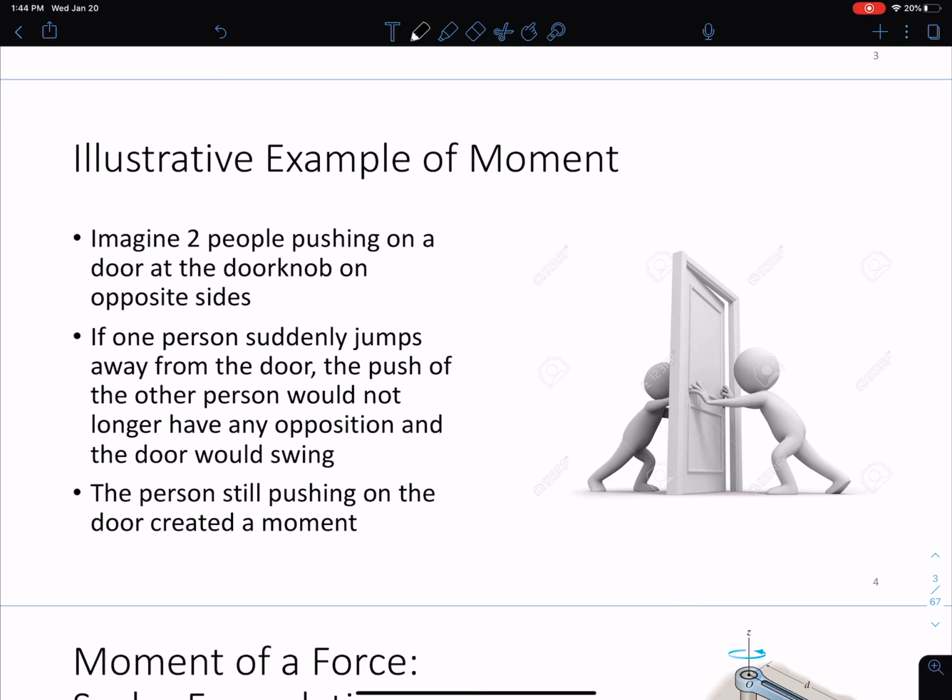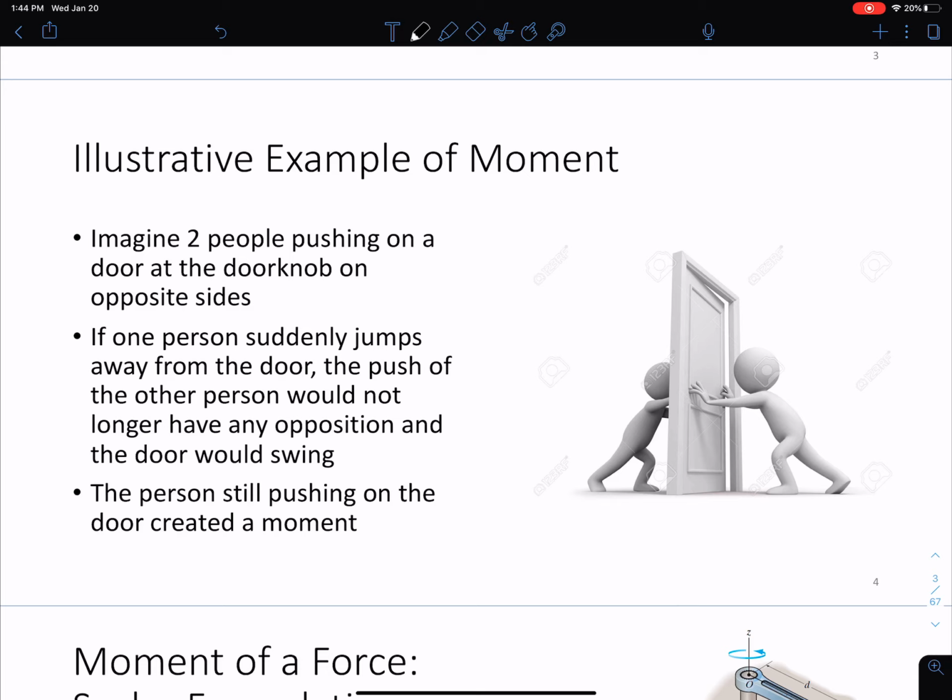The person still pushing on the door has now created a moment. So you see how that swing, that's a rotation. The person that's still on the door, as your weight is no longer resisting rotation, is going to push into the door and their weight is going to cause that rotation about the hinges, and the person has just created a moment. Okay, so this is a moment in the real world.